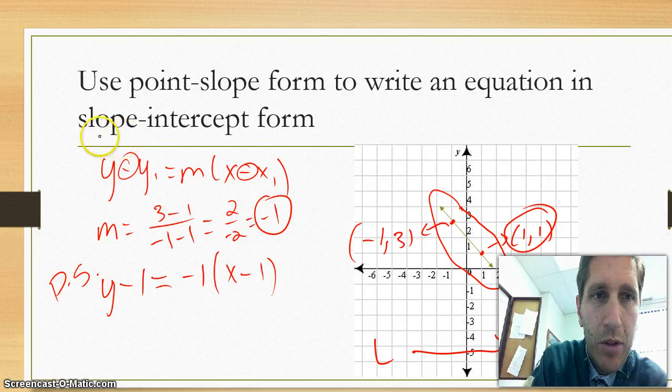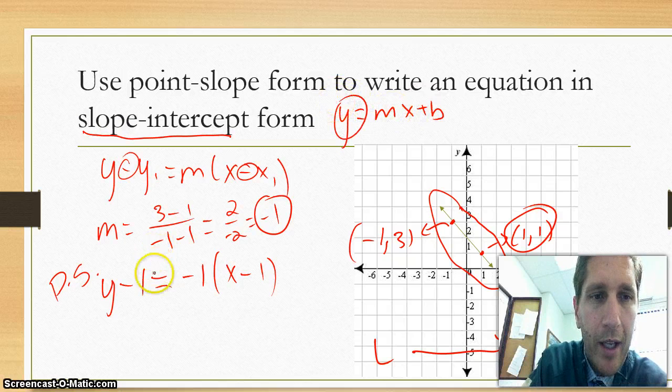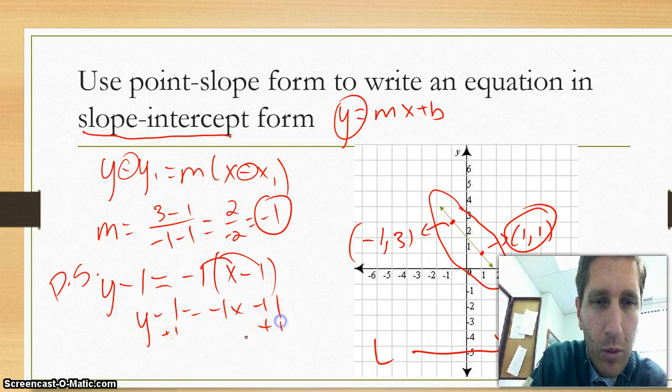I have to change it to slope-intercept form. So we know in slope-intercept form, we want to isolate our y to get y alone. So we're going to distribute this -1 here. Add the 1 over to isolate our y. We know that y equals -1x plus 2.